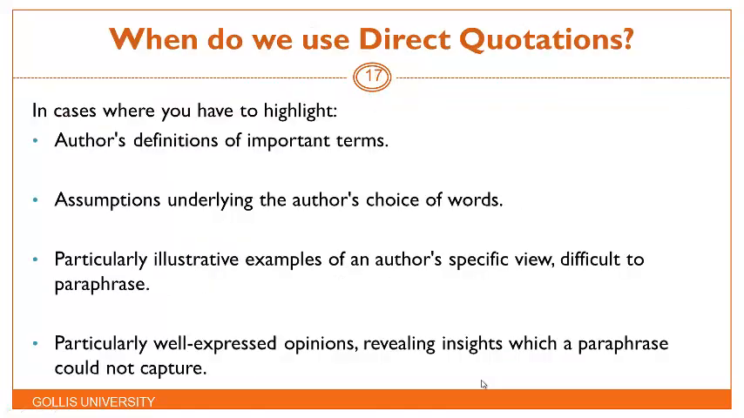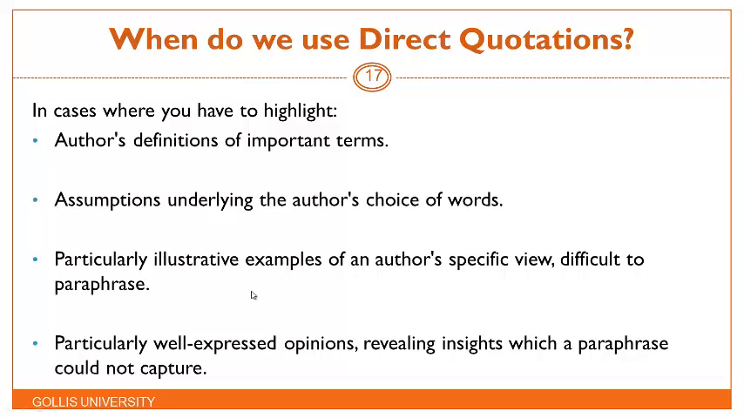So when do we use direct quotation? We use direct quotation in case the author's definitions of important terms are difficult. It's very difficult for us to change them into our own words. So therefore, we have to use direct quotation. Remember, direct quotation is about copying the text and putting it in your work. Or sometimes we use direct quotation for assumptions underlying the author's choice of words. Maybe the author has used words which we cannot change. That's when we can use a direct quotation.